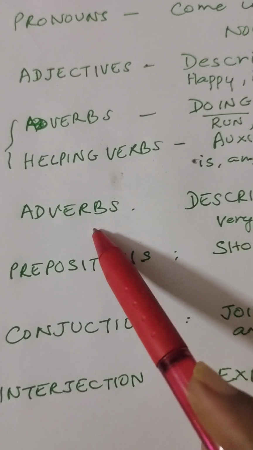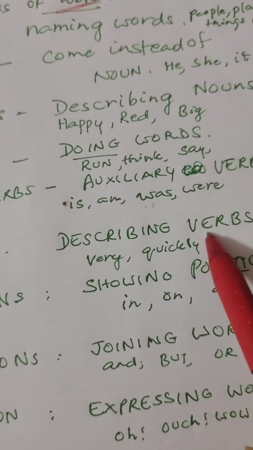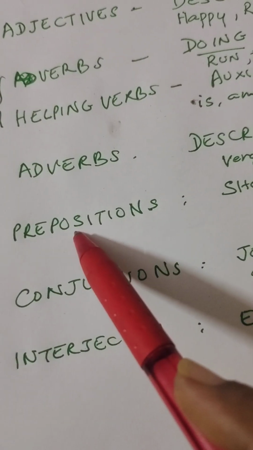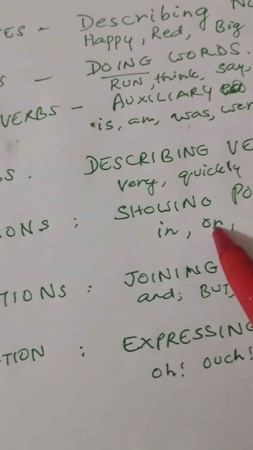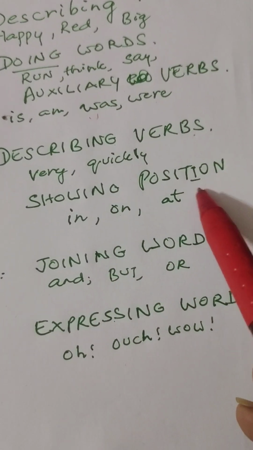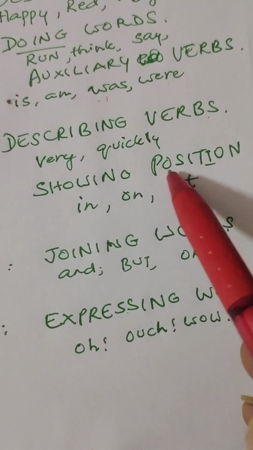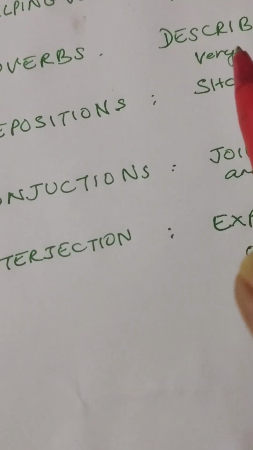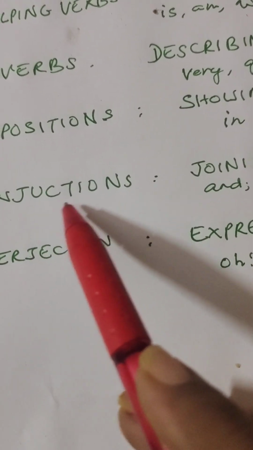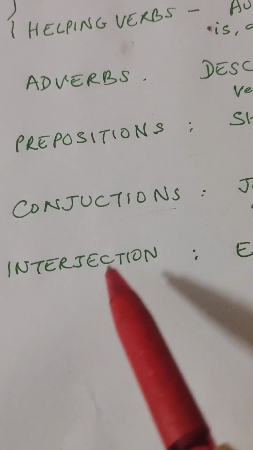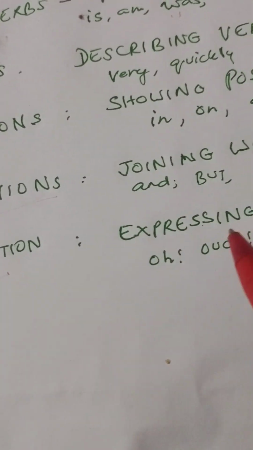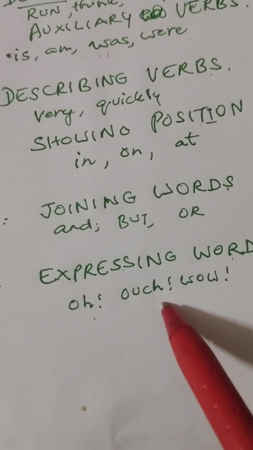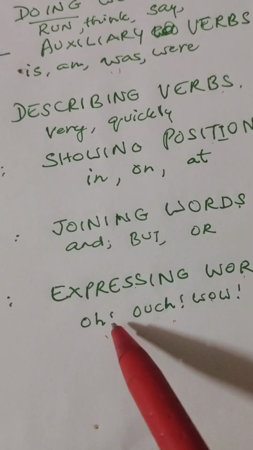Then you have what are known as adverbs. These describe verbs. Then you have prepositions, which show positioning, as to where. Then when you have to join, these are joining words, they are conjunctions. And interjection is expressing words. They express emotion. Ouch, wow, oh.